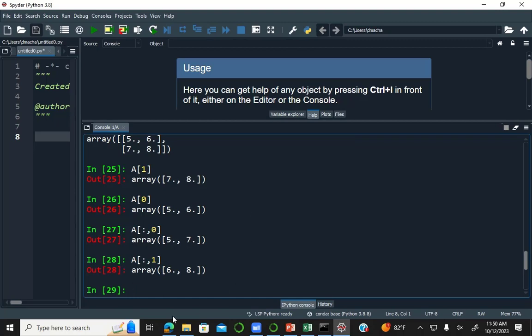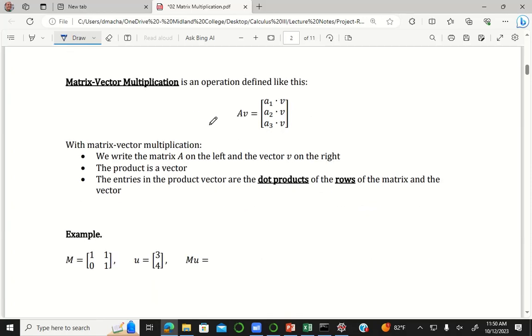All right, so that's tricky. It's hard to get your mind around. But anyways, here we go. Matrix vector multiplication is defined like this.